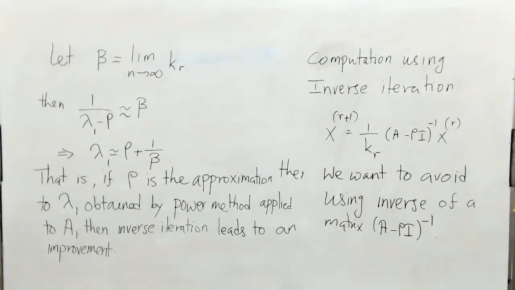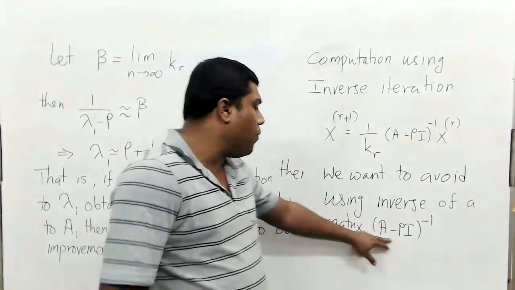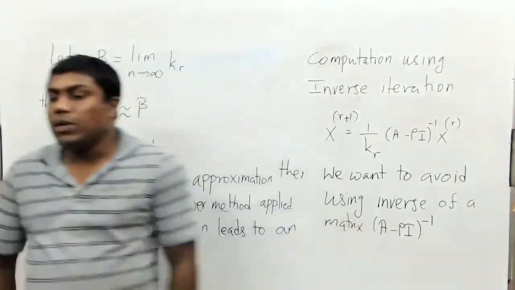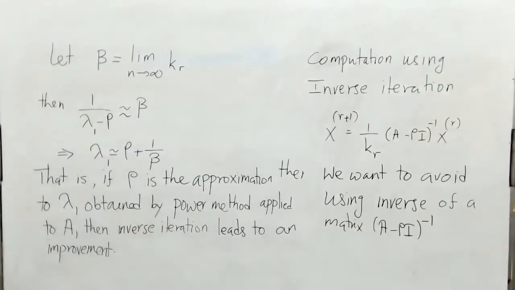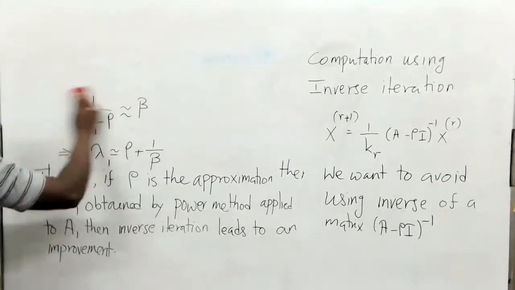So they are very close. So already lambda 1 and rho are almost equal to each other. In that case, some computational software may not be able to compute the inverse of the matrix because it is almost singular, right? A minus rho I turned out to be almost singular. So the inverse is very difficult to compute. So we always want to avoid this inverse computation. So how can we do that? Let us do a slight manipulation in order to avoid this computation.